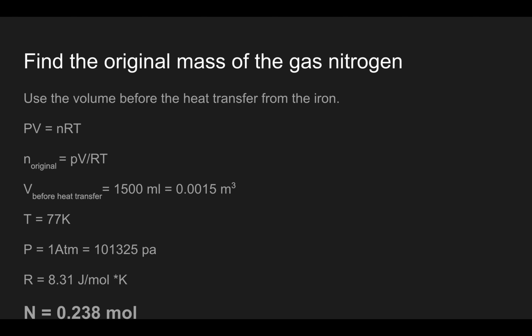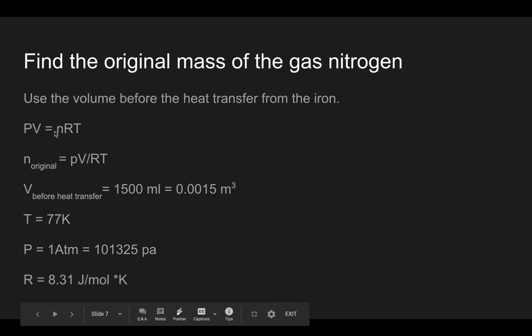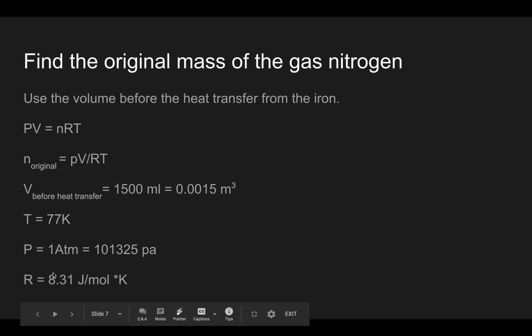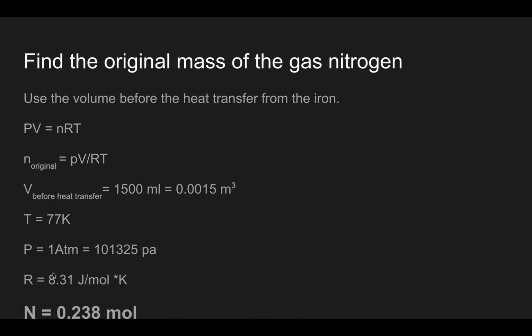Now we have to find the original amount of the gas nitrogen. We had the original 1,500 milliliters of gas nitrogen, and we have to find the amount of that. We're going to use the ideal gas law. And by mass, we mean moles. The n in the ideal gas law stands for moles. We're just going to isolate that, and we get PV over RT. For V, we use the volume before the heat transfer, which is the 1,500 milliliters, converted to meters cubed. The temperature is 77 Kelvin. The pressure is 1 atmosphere, converted to pascals. And R is the ideal gas constant. We plug that straight into the equation, and we get that the moles is 0.238. Great.